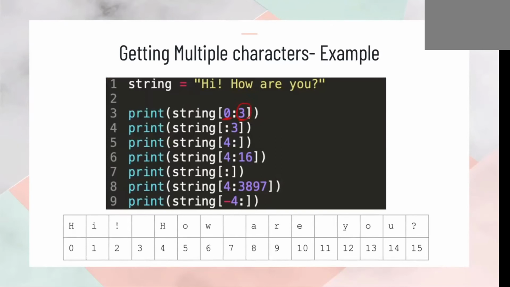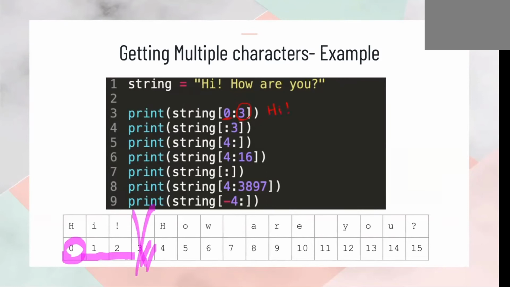Start from 0. What is going on? Start from 0 and go up to, but not including 3. So here's where 3 is, but we do not want to include 3. We are going to exclude 3. So what's going to print here is HI exclamation mark, and that's it.